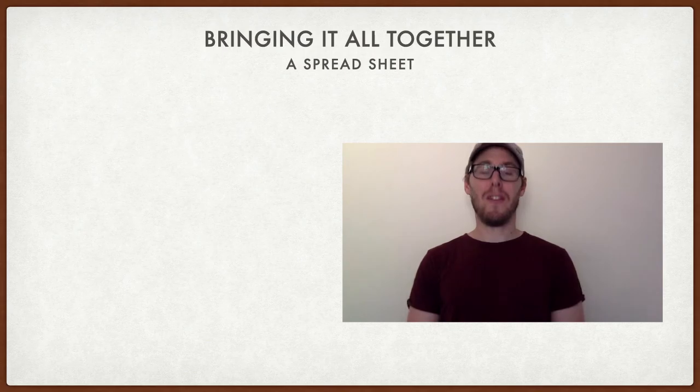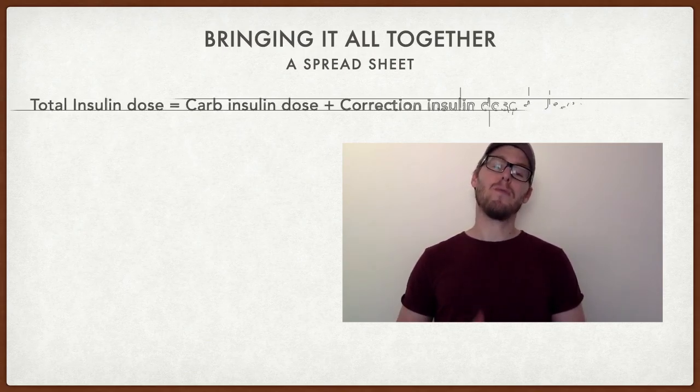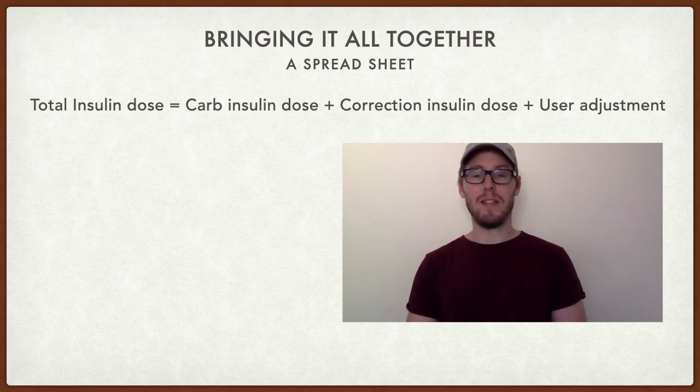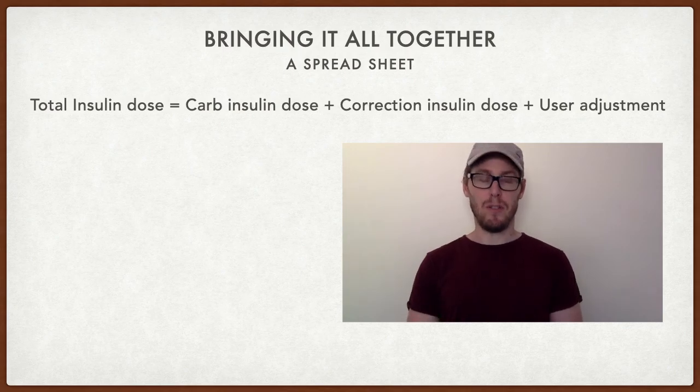So bringing it all together, it's really important now to realise that your total insulin dose will be equal to your carb insulin dose plus your correction insulin dose plus any user adjustment you might make. Now by user adjustment, what I mean is you can change it depending on how much exercise you think you've had or how much you're going to do.